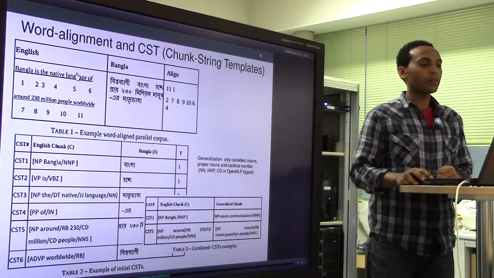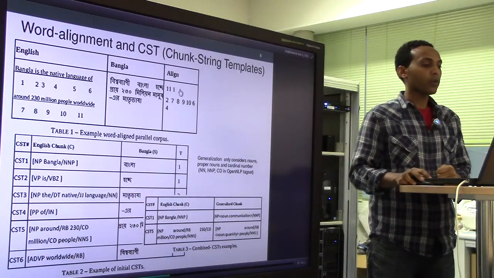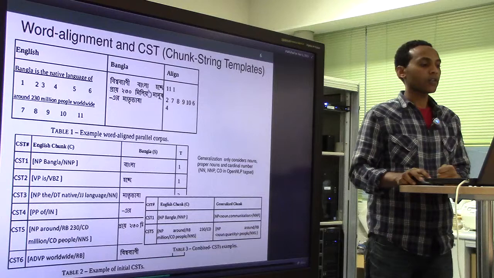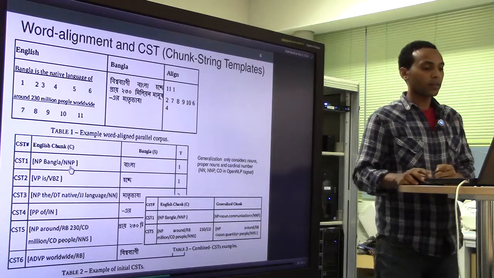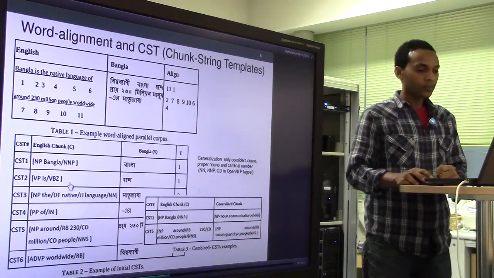This is the parallel corpus that they worked with, and this is an example of its construct. For this English sentence, this is the Bangla translation, and the alignment is given here. So this first word is aligned with the last word in the English statement. And these are the CST templates.